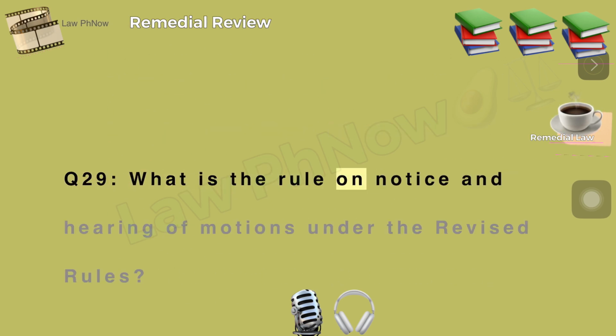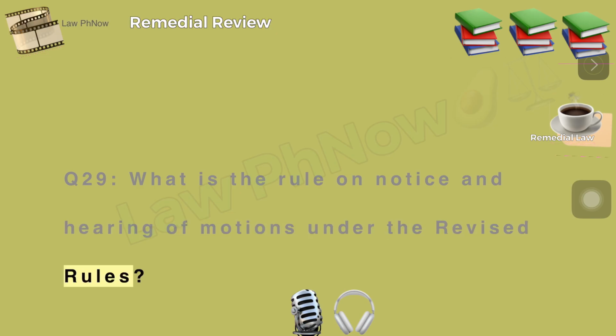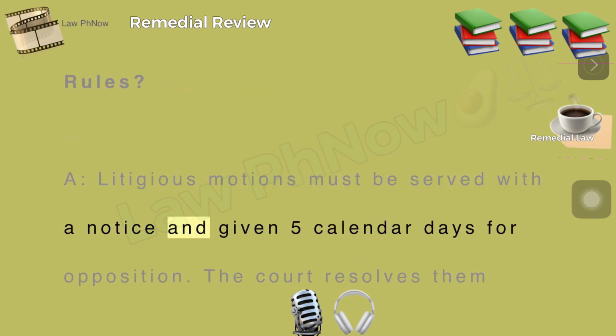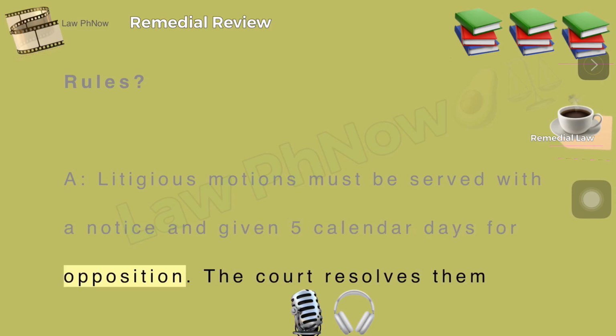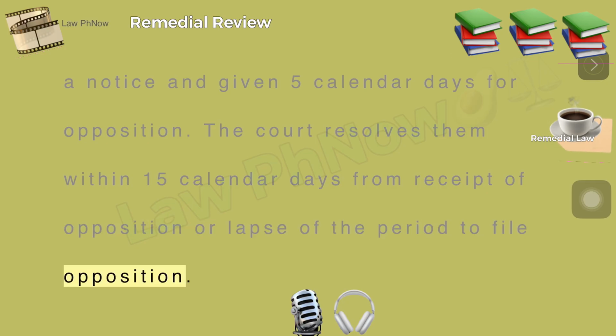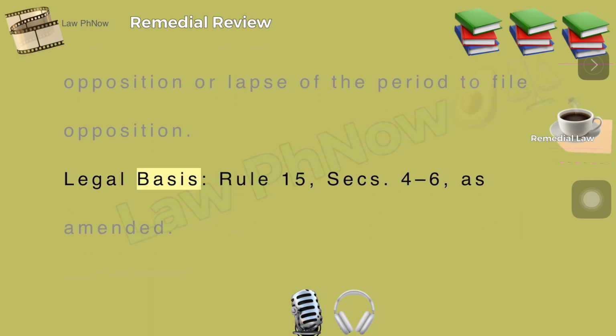Q29. What is the rule on notice and hearing of motions under the revised rules? A. Litigious motions must be served with a notice and given 5 calendar days for opposition. The court resolves them within 15 calendar days from receipt of opposition or lapse of the period to file opposition. Legal basis: Rule 15, Sections 4 to 6, as amended.